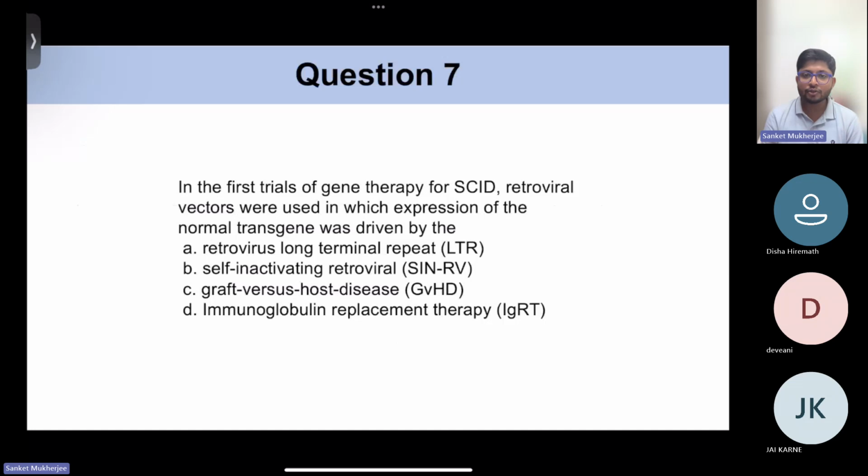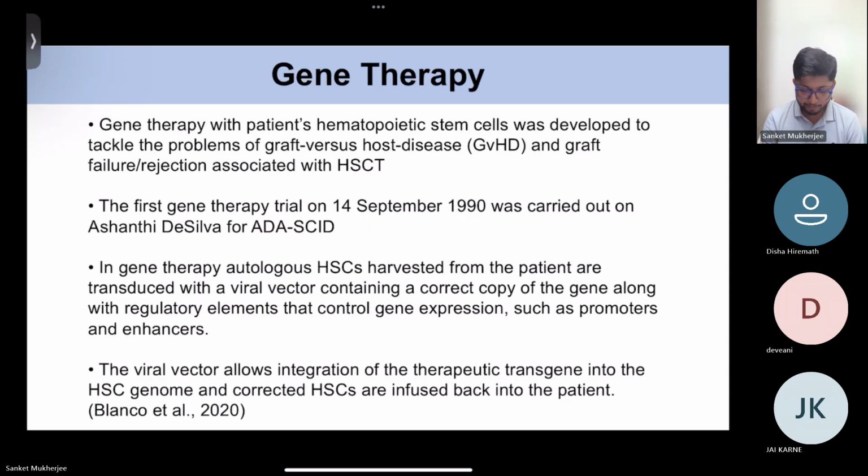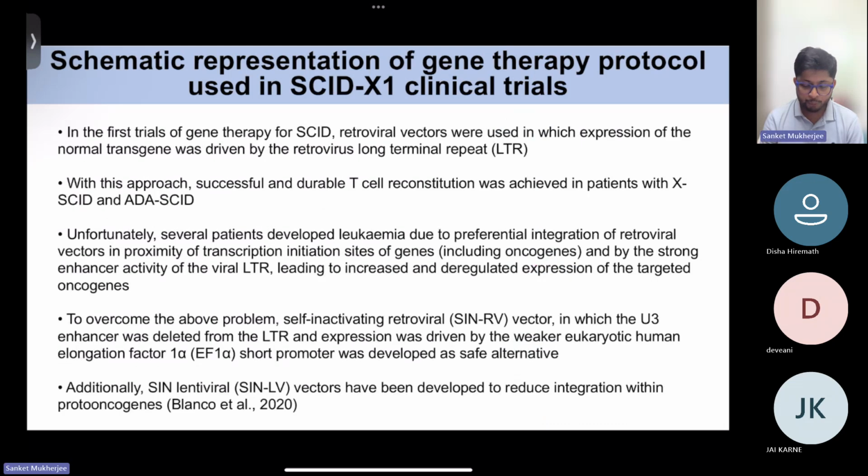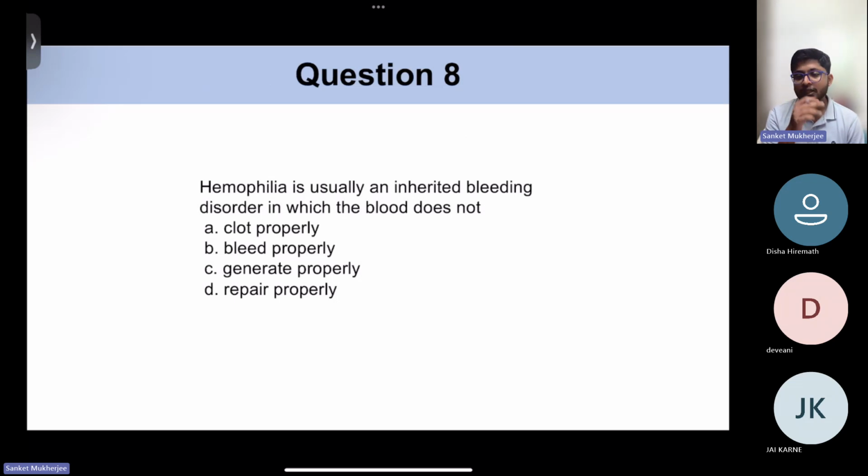In the first trials of gene therapy for SCID, retroviral vectors were used in which expression of the normal transgene was driven by retrovirus long terminal repeat, self-inactivating retrovirus, graft versus host disease, or immunoglobulin replacement therapy. Option A. So the expression of the normal transgene was driven by the retrovirus long terminal repeats. But if you remember, the problem with retrovirus is it can integrate into the chromosome and it can cause certain complications.